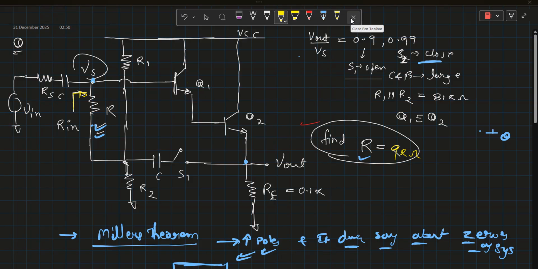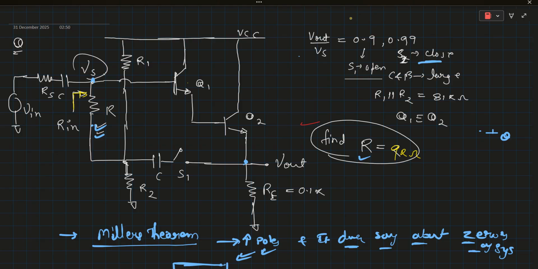So hello guys, this is our question. I solved this earlier, but due to some error, my recording is corrupted. So in this question there are some resistors given. There is switch S1, one capacitor, some resistance, and some input.